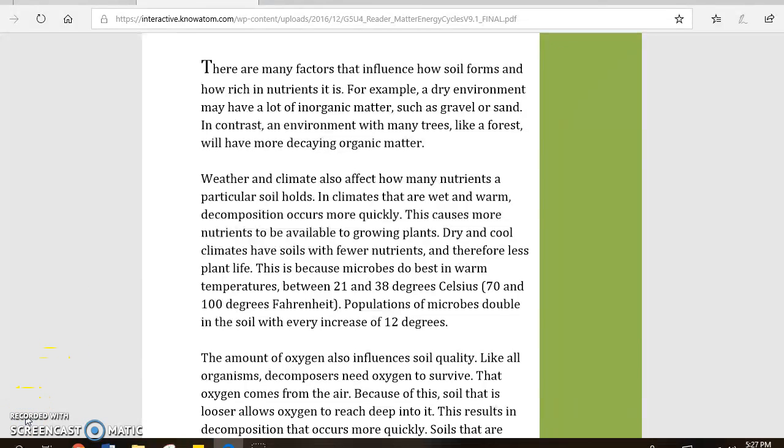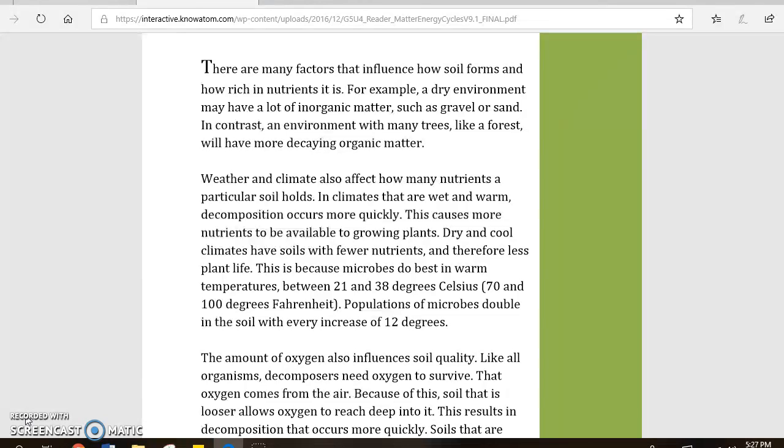Weather and climate also affect how many nutrients a particular soil holds. In climates that are wet and warm, decomposition occurs more quickly. This causes more nutrients to be available to growing plants. Dry and cool climates have soils with fewer nutrients, and therefore less plant life. This is because microbes do best in warm temperatures, between 21 and 38 degrees Celsius, 70 and 100 degrees Fahrenheit.